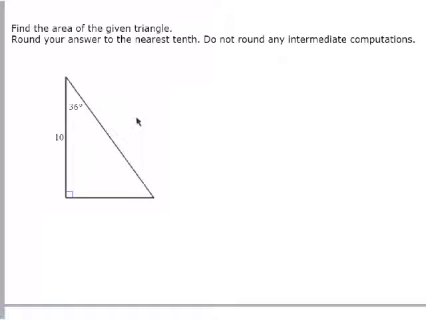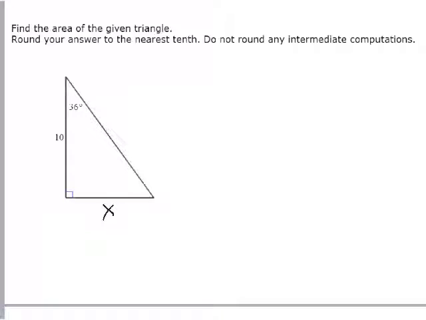So we want to find the area of this triangle. Well, we have the height. Don't we need the base? Because area is base times height divided by 2. So to find the base, let's call that base x. And to do that, I need that x. So let's use trig.